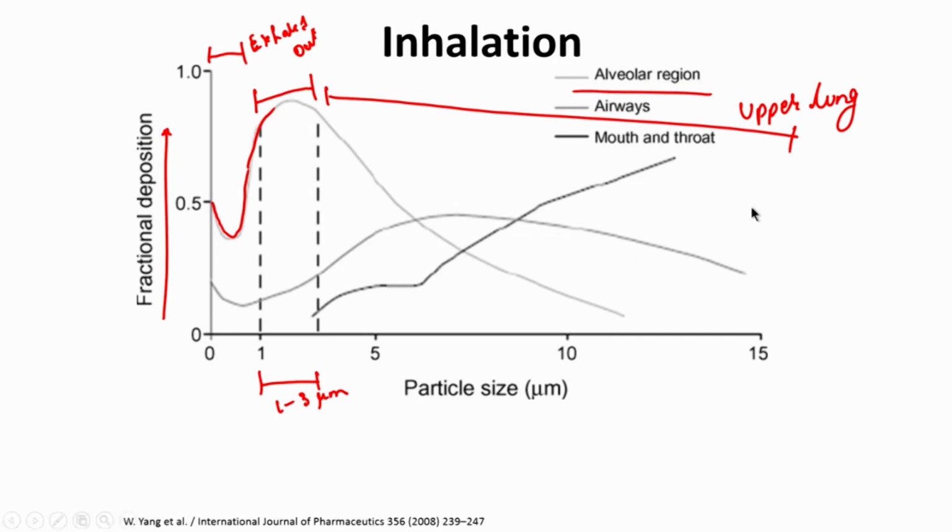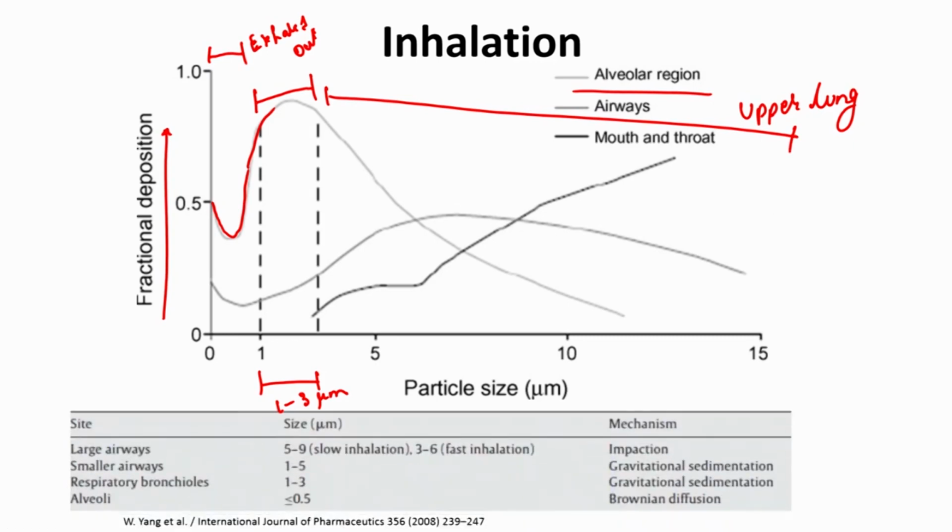Okay. And why is that the case? That is the case because there is an interplay of 3 major mechanisms, which are gravitational sedimentation, impaction, and Brownian diffusion. And what do all of these mean? So, let us say this is your trachea, and then it starts splitting into several small capillaries.